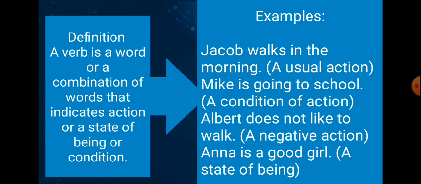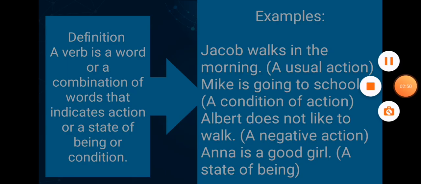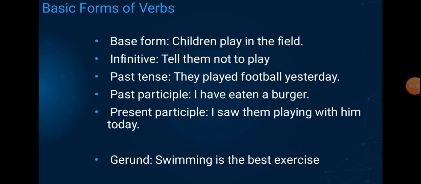Anna is a good girl. Here the verb is indicates a state of being. So in our example it's clear to us that verb is a word that shows action, condition, state of being or a negative action. Students, there are 6 basic forms of verbs. We use these 6 basic forms of verb in English writing and speaking.